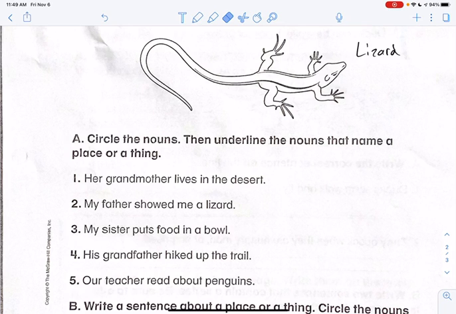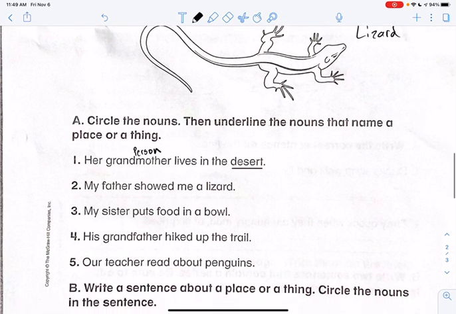Her grandmother lives in the desert. Is one of these a place or a thing? What's grandmother? Grandmother is a person, and we're not underlining people right now. So I'm going to give you a hint too. What is a place? Is there a place here? Yes. Desert. Desert is a place.